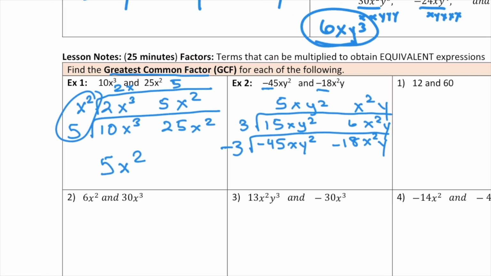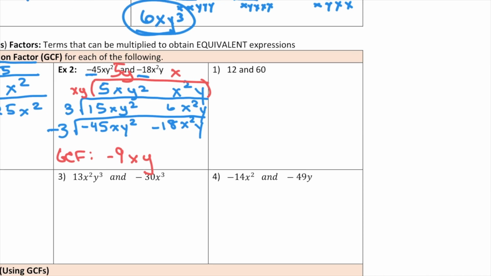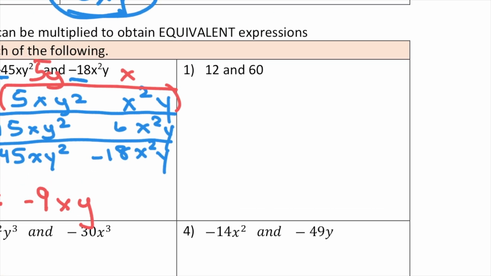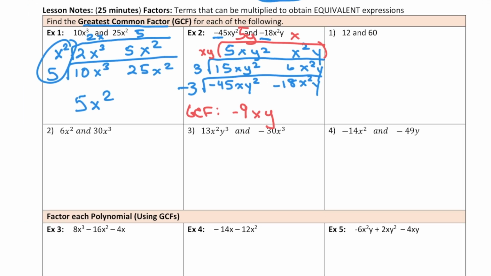All right, so now what variables do they have in common? Do you notice that they both have an x and a y? So let's write x, y. And let's see, what is going to be remaining? We're going to have a 5y and another x. So the GCF is everything that they have in common. In this case, negative 3 times 3 is negative 9xy. So the GCF is negative 9xy. So looking at question number 1, give the numbers 12 and 60 a try, find out their GCF, and then work on questions 2 through 4.